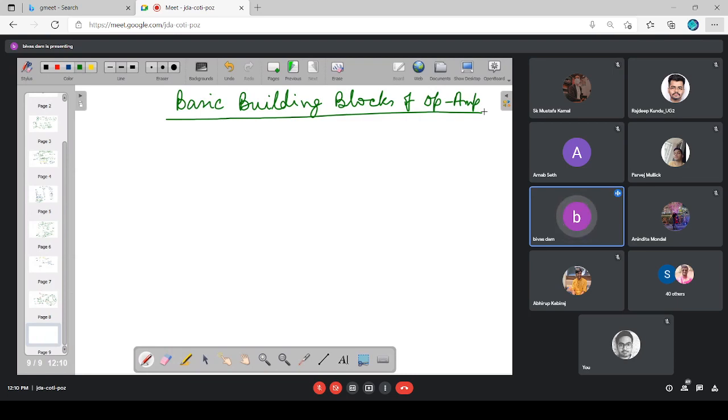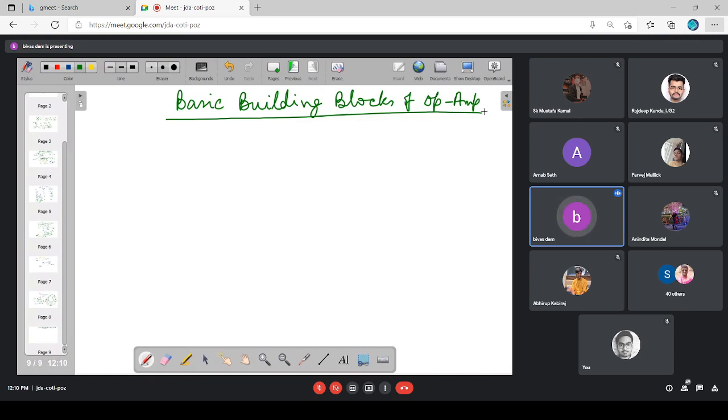This difference amplifier helps us in realizing various types of both mathematical and logical operations. So that's why it is given the name operational amplifier, because so many operations, both mathematical and logical, can be performed using this particular circuit element.